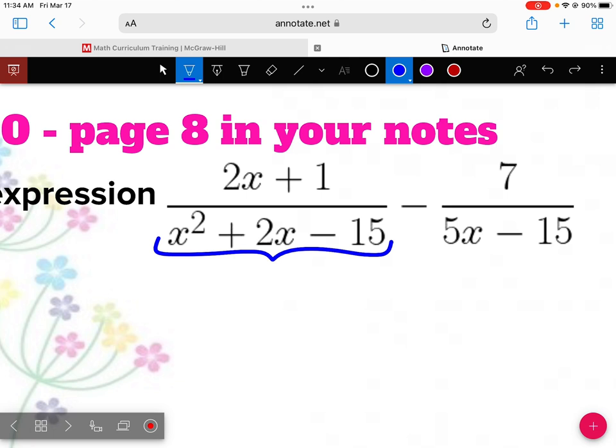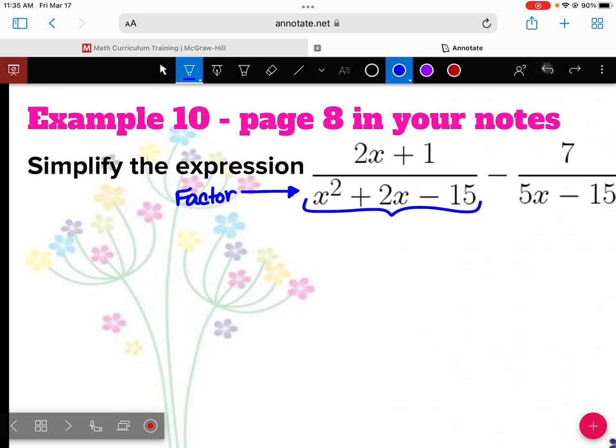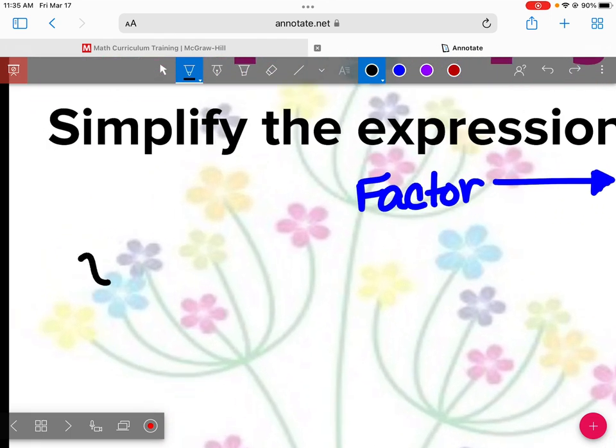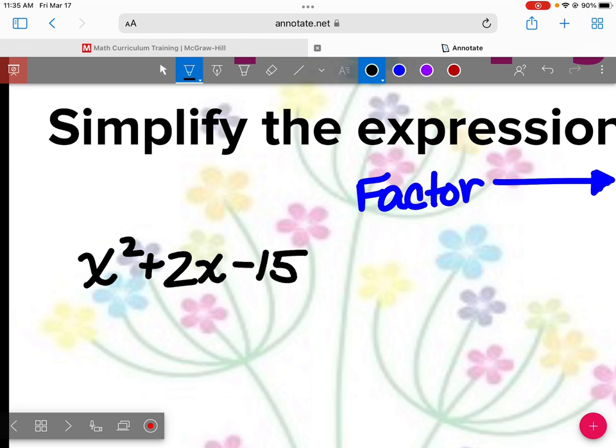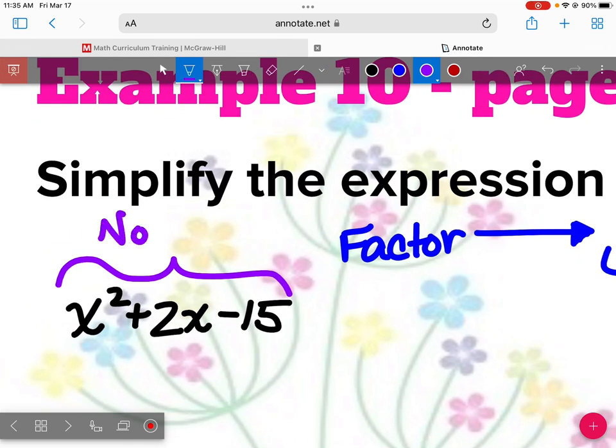How would I figure out what the factors are? Factor it, yes. We have to factor this. That's how we find what multiplies together to give us that denominator. So x squared plus 2x minus 15. We're going to factor this. First thing I always look for when I'm factoring: GCF. Do we have a GCF here? No GCF. Remember, it's got to go into all the pieces.